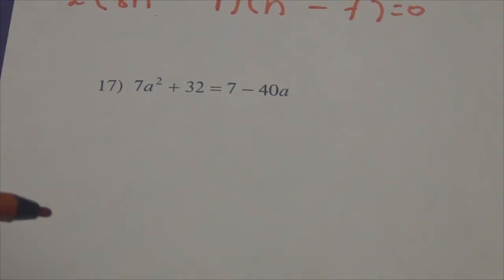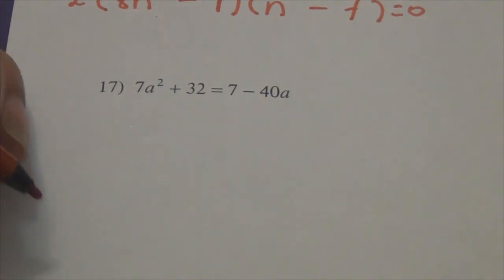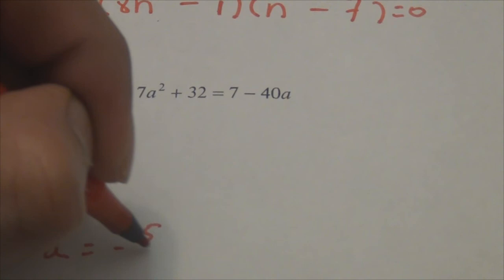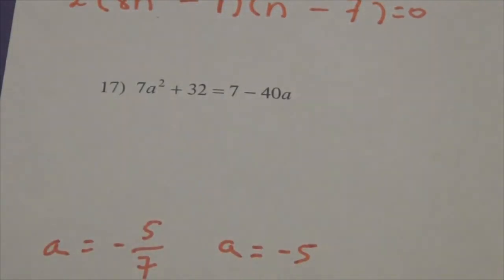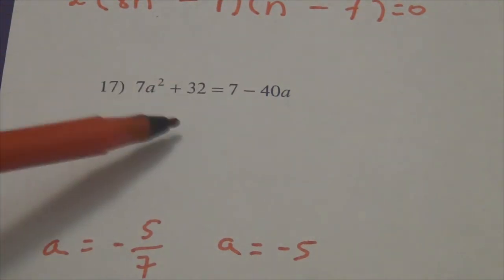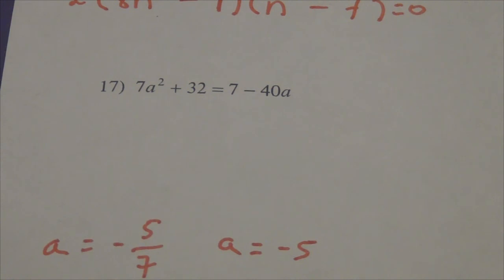For the last one, I'm just gonna leave you with the answers. A, right? Got it? Okay. And just a hint, remember you gotta subtract 7 and you gotta add 40A to both sides. Make it like that. And this covers graphing quadratic equations in standard form, and also solving quadratic equations by factoring.